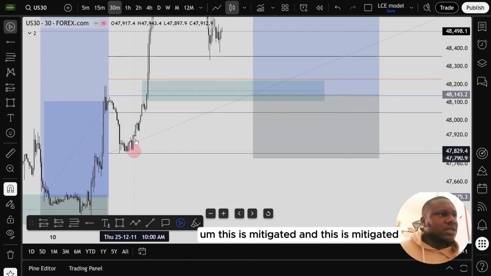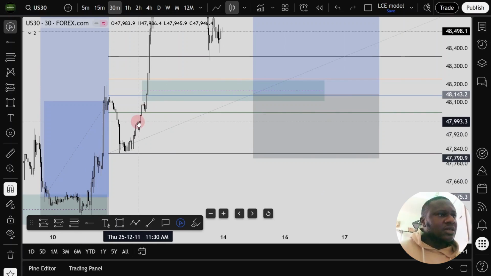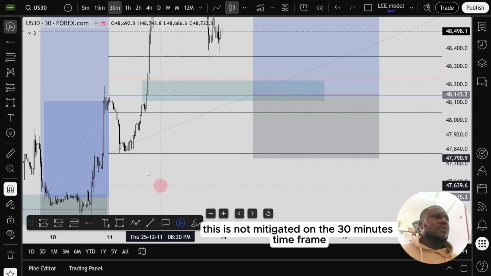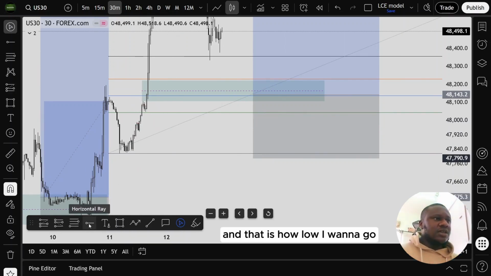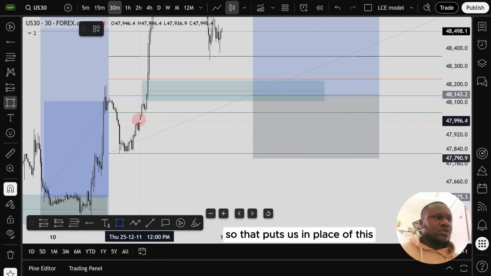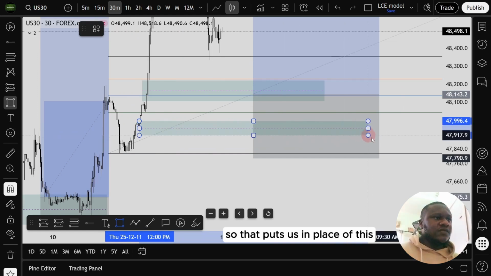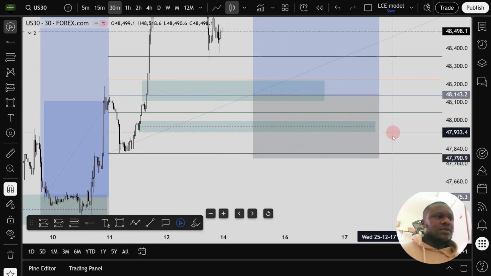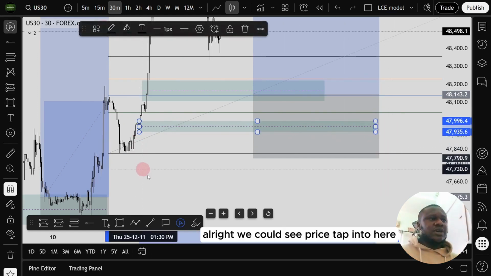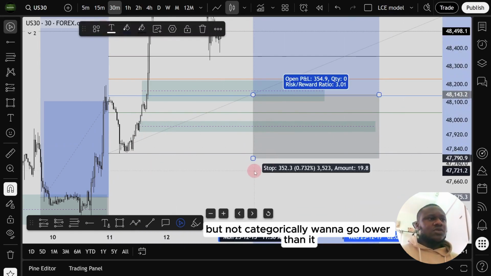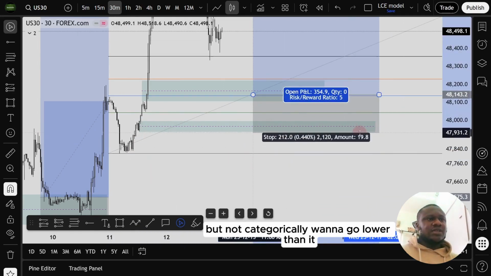This is mitigated, and this is mitigated. This is not mitigated on the 30 minutes time frame, and that is how low I want to go. So that puts us in place of this. Alright, we could see price tap into here, but not categorically want to go lower than it.